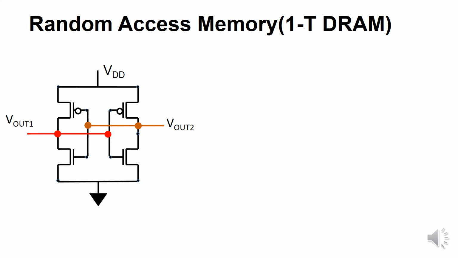Figure shows the basic bistable memory element. Alternatively, we can say that we have two CMOS inverters. The output of one CMOS inverter is connected as an input to the other CMOS inverter. We assume that both the CMOS inverters are operating at their logic threshold, meaning Vout1 is equal to Vout2 is equal to 0.5 VDD.